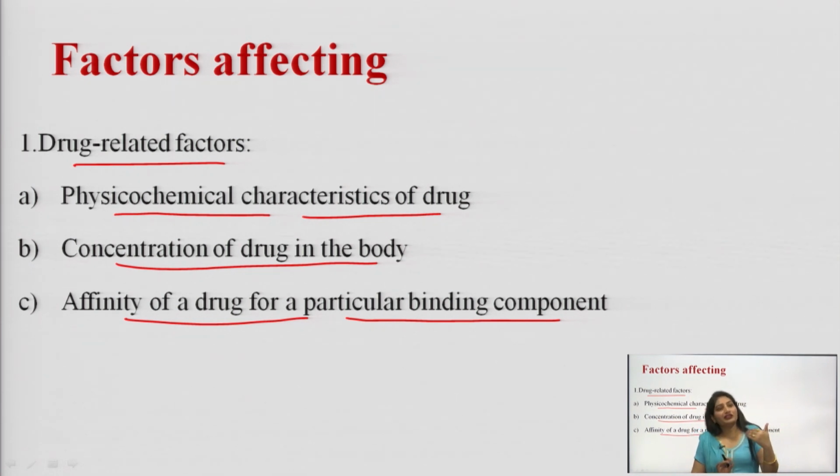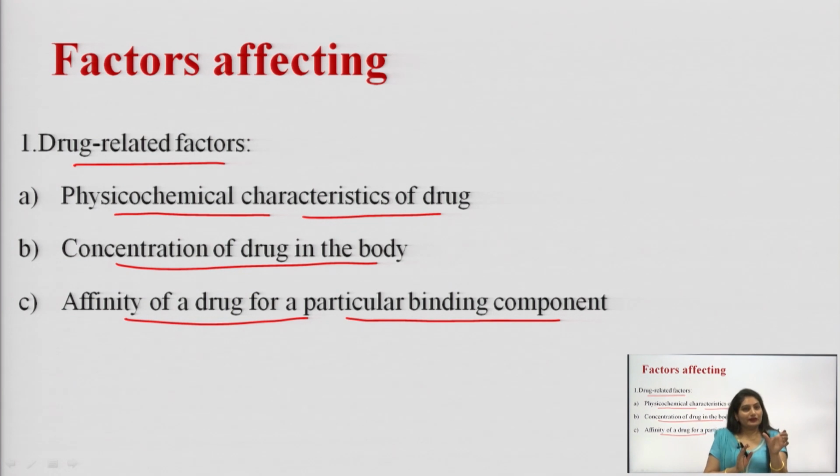Third is affinity of a drug for a particular binding component. As I have told you, certain macromolecules or certain proteins interact with drugs. For example, albumin can bind to acidic drugs as well as to basic drugs, but alpha acid glycoprotein is mostly bound to the basic drugs. So, this is all about the affinity.